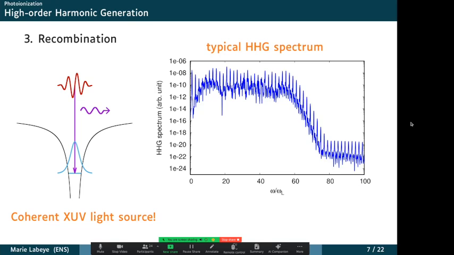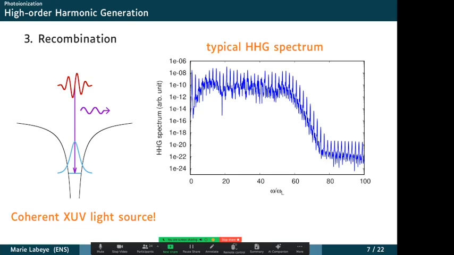So this process is very interesting because it has two sides to it. On the one side, it's a process that gives already information on the system that emits light, both structural and dynamical, and many people have used it to recover information from the emitting system, both in the gas phase and in the condensed phase. But it's also used as a light source because you get a pulse in the XUV that can be very short in time.